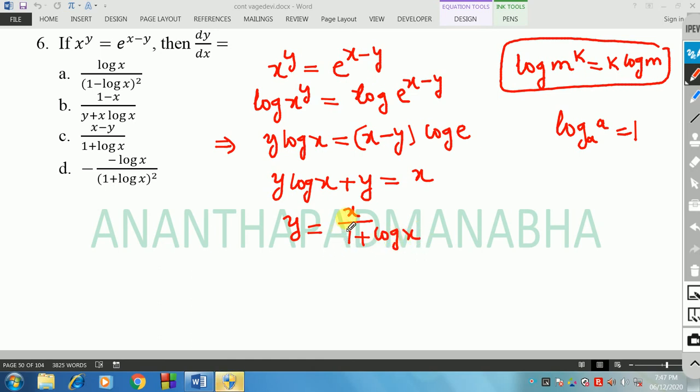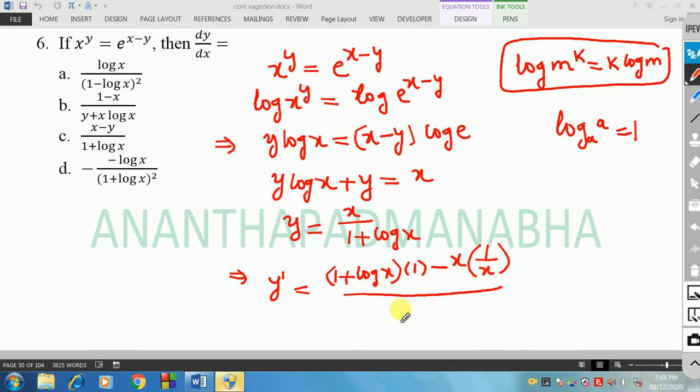So now let us differentiate this with respect to x. So we get y dash, that is dy by dx, is equal to, let us apply the quotient rule. First, the denominator 1 plus log x into the derivative of numerator, which is 1, minus numerator into d by dx of denominator, that is 1 by x. The derivative of 1 plus log x is 1 by x, by denominator square.